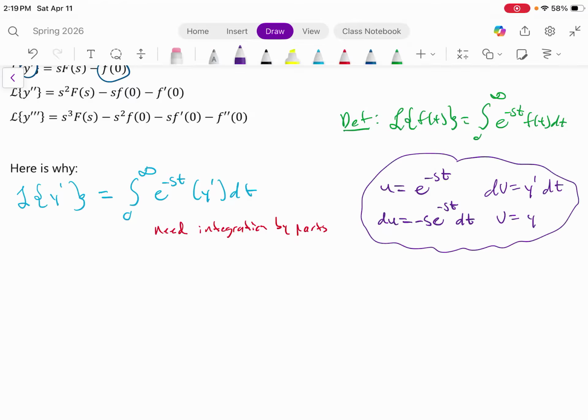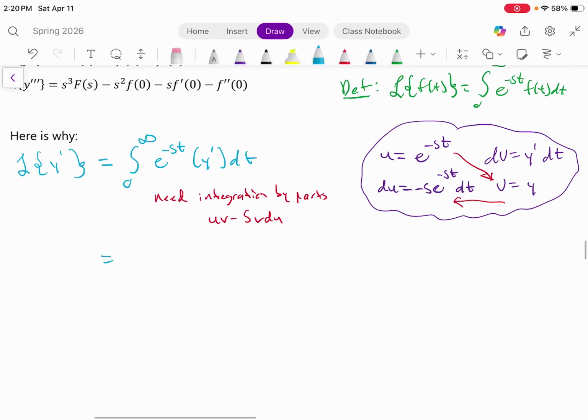Okay, and integration by parts is uv minus the integral of v du. So we are just crossing over. So my integral becomes e to the negative st times just y, and we're going from 0 to infinity, minus the integral from 0 to infinity, y times negative s e to the negative st dt.